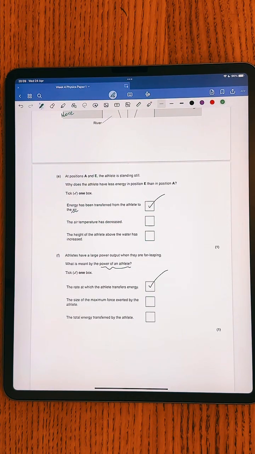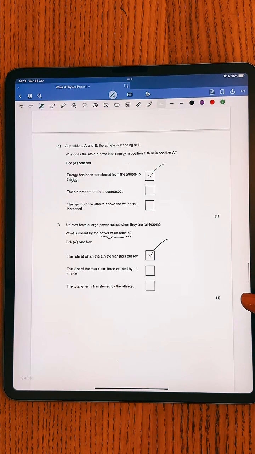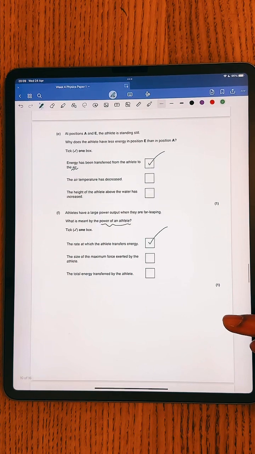Well done. I do teach A-level subjects, but just not on TikTok. I just do this for GCSE students. Sorry.